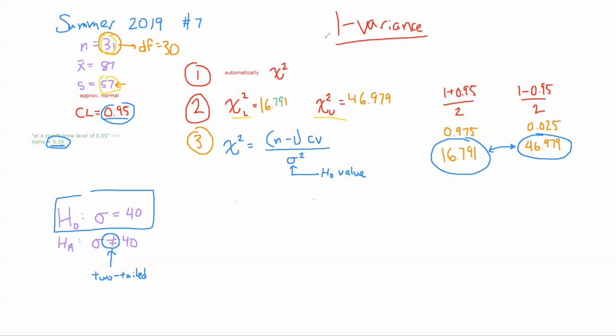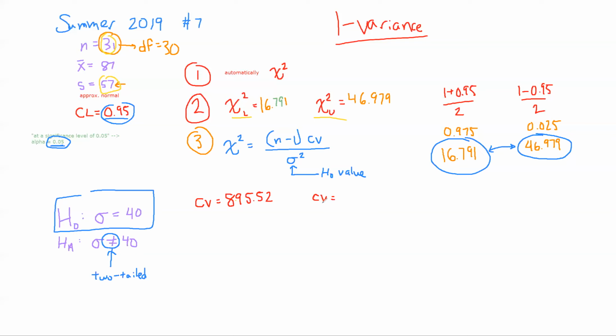It doesn't matter which one you do first. This is one of our chi-squared values; you can start with 16.791, and then after that you use 46.979. So I'm going to solve for that: 16.791 times 40 squared divided by 30, and I get a critical value of 895.52. That's one of my CVs. It might be CV1 or CV2; I'm going to denote them after the fact. I usually use CV1 for my smaller CV and CV2 for my higher CV.